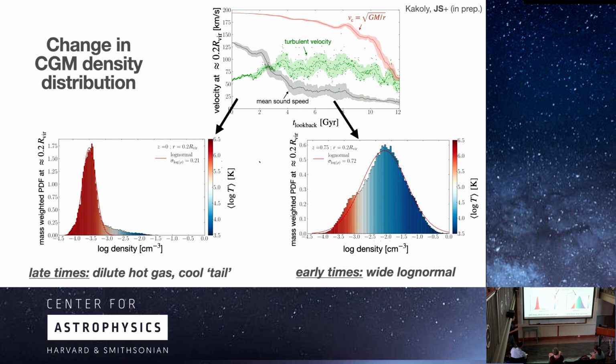However, if we look at redshift 0.75, before the hot phase formed, when the CGM was supersonically turbulent, we get something that looks completely different. It's simply a wide log normal density distribution, something very similar to the density distributions that we see in the ISM.